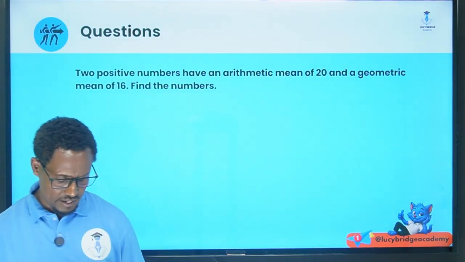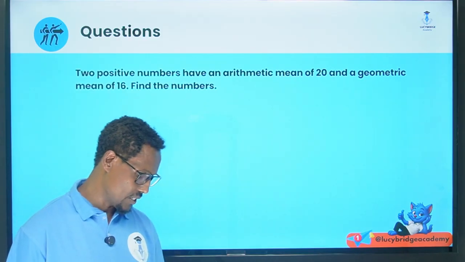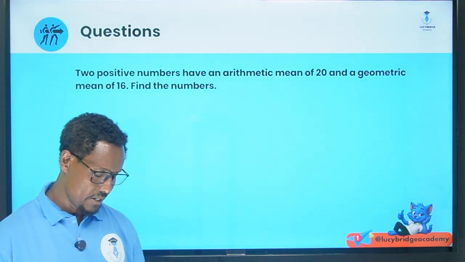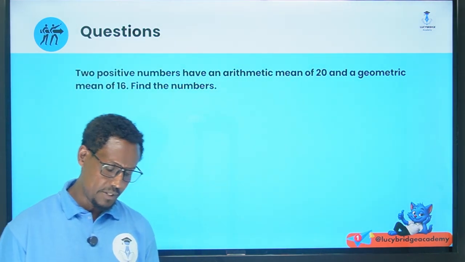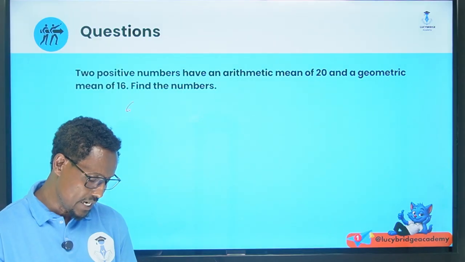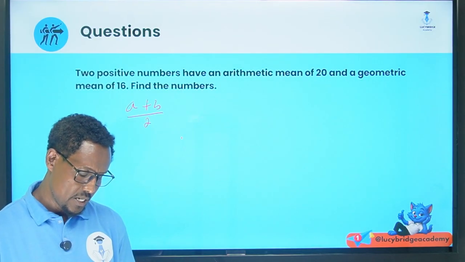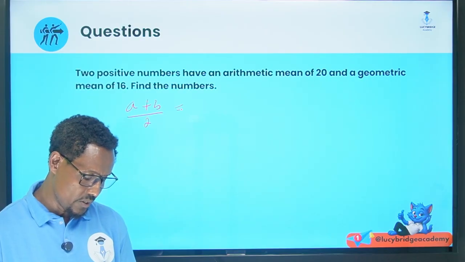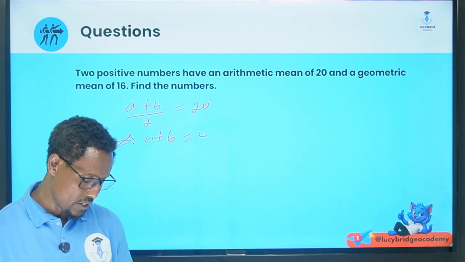Two positive numbers have an arithmetic mean of 20 and a geometric mean of 60. Find the numbers. Look, the arithmetic mean between two numbers A and B means A plus B over 2, which is equal to 20. This implies that multiplying both sides by 2, A plus B is equal to 40.